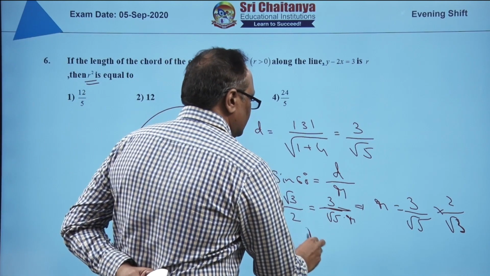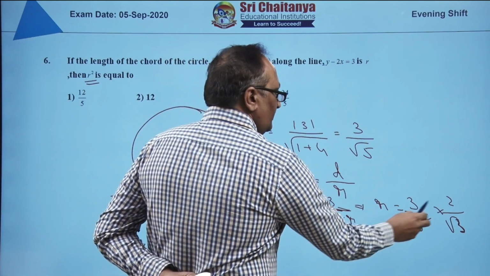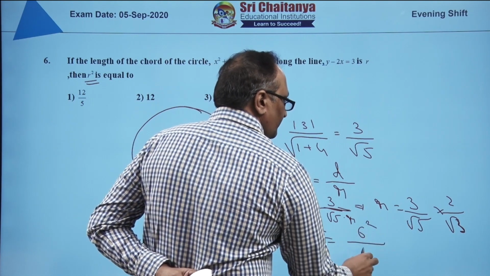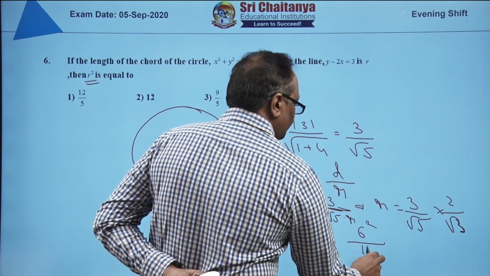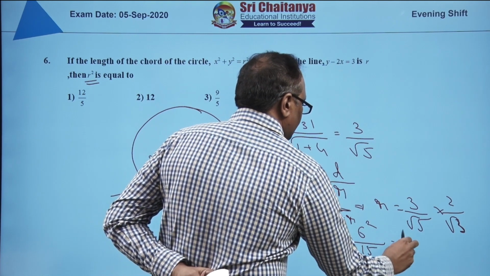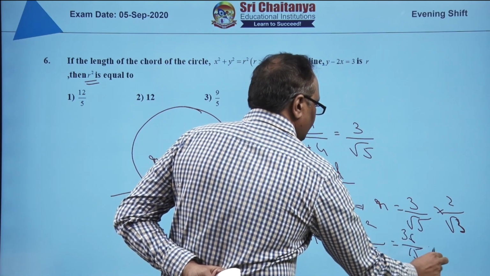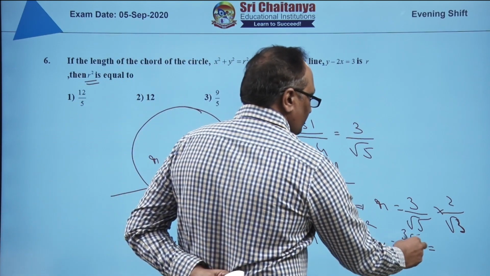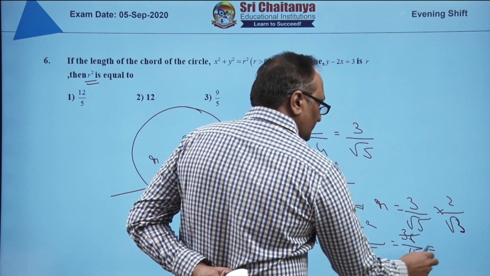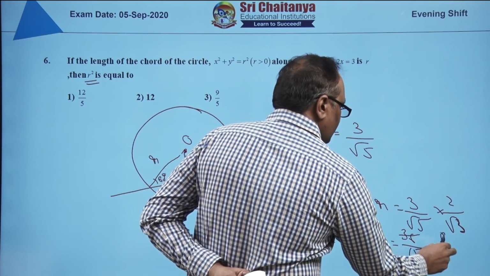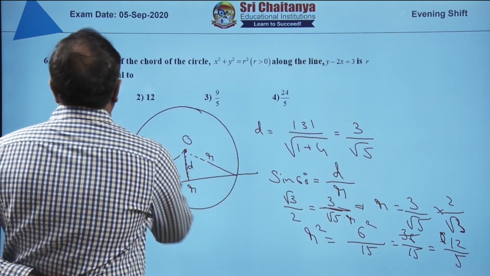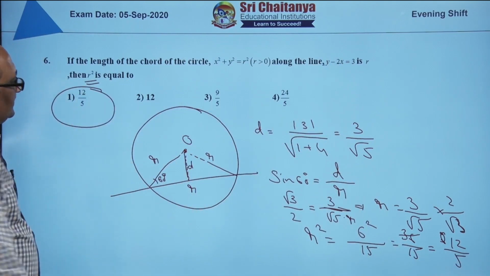r square from this is nothing but 3 into 6, that is 36, by 5 into 3, that is 15. 36 by 15, you can simplify that value. By simplifying, you will get 3 12s by 3 5s, so 12 by 5 is the answer. It is given in the first option.